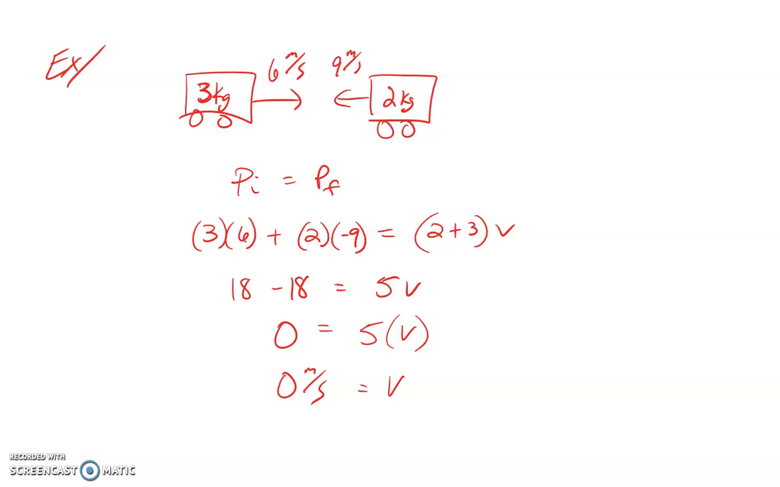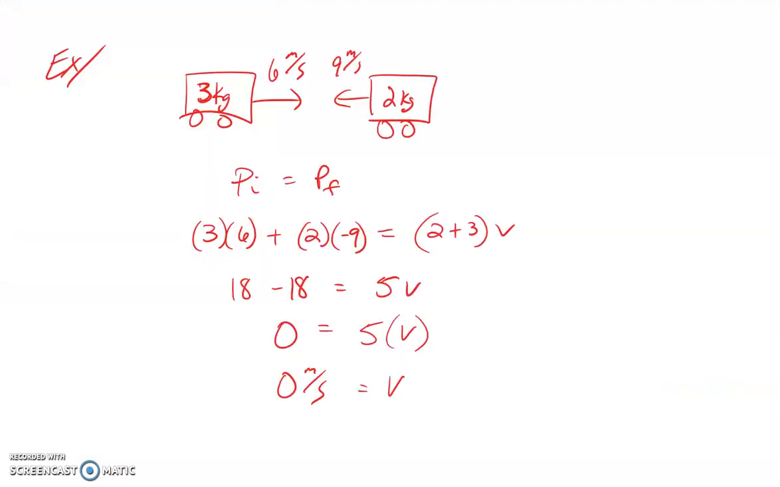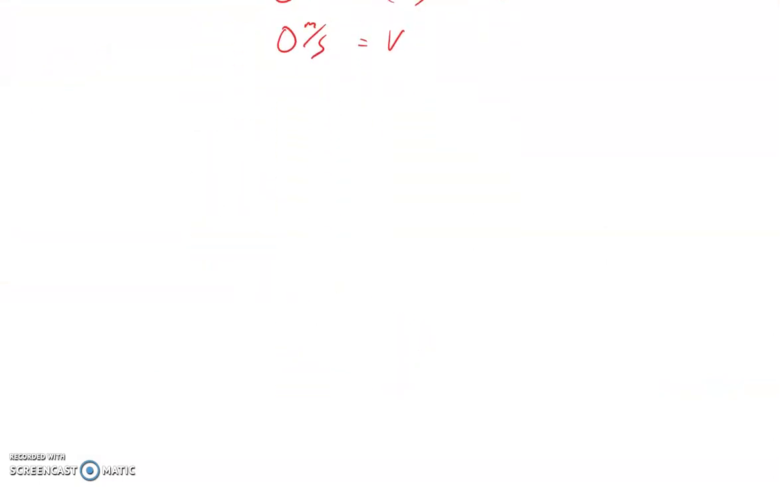They both have 18 units of momentum, one's forward, one's backwards. So they have to cancel out and they have to stick together. So if they're not going to have any momentum and they're stuck together, they have to have 0 velocity. So let's check this out. We've got 3 kilograms moving at 6 meters per second, and we've got 2 kilograms moving at -9 inelastically. Have them go, boom, they stop. Let's move on to elastic collisions.